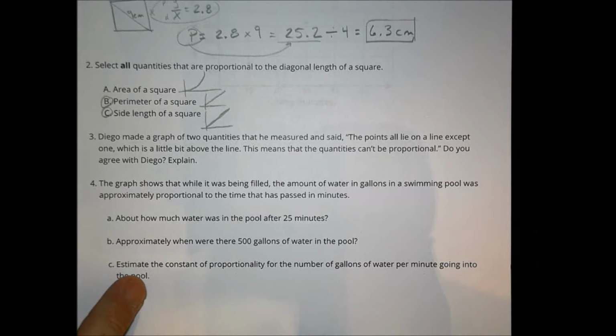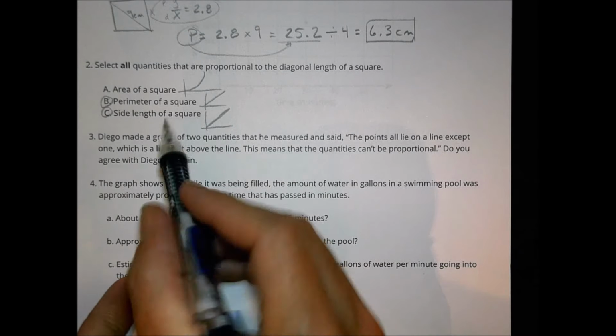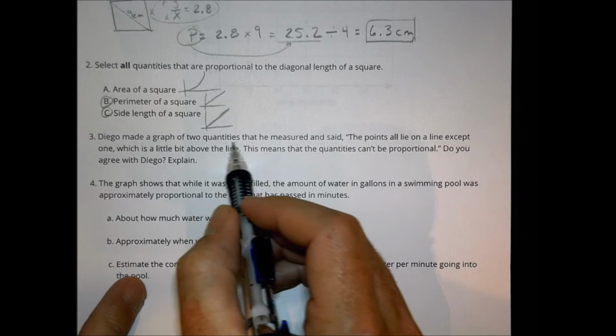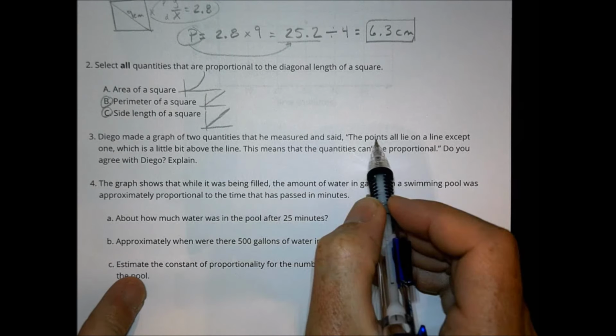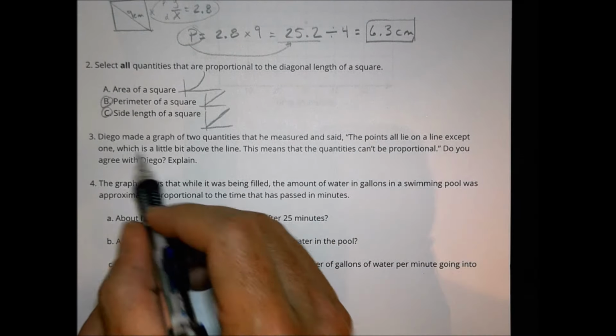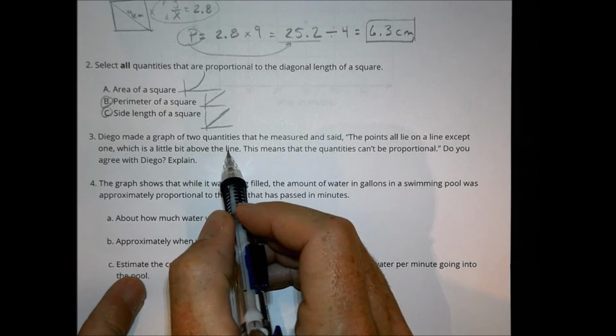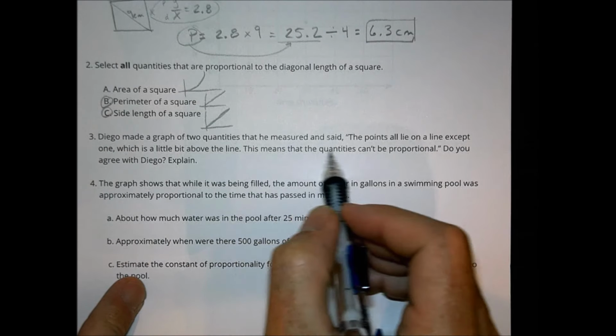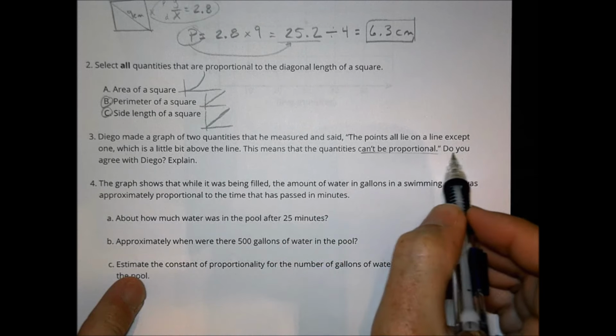Number 3, great question here, and one that just talks about precision really. It says Diego made a graph of 2 quantities that he measured and said the points all lie on a line except one, which is a little bit above the line. This means that the quantities can't be proportional. Do you agree with Diego?